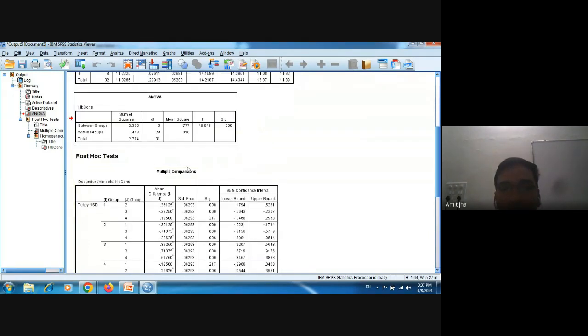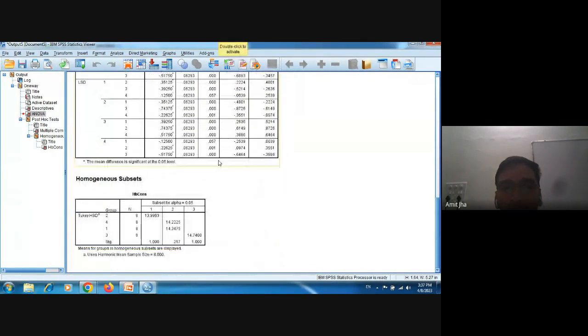So post hoc test means multiple comparison. What we have done, look here, in homogeneous subsets, we find that groups 1 and 4 are under the same column 2, so they don't differ significantly. It means groups 1 and 4 are equal, whereas group 2 differs significantly from 1, 4 and 3, whereas 3 differs significantly from the others, but groups 1 and 4 don't differ significantly.